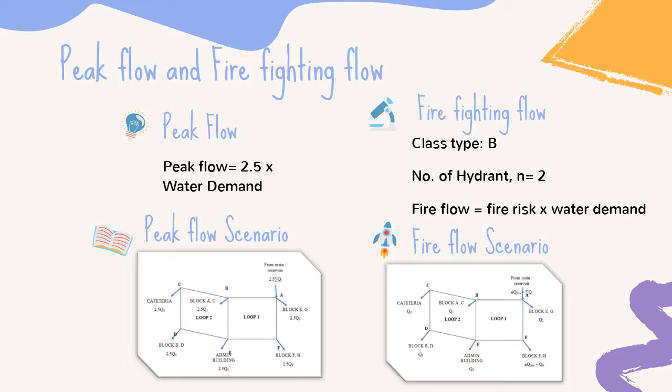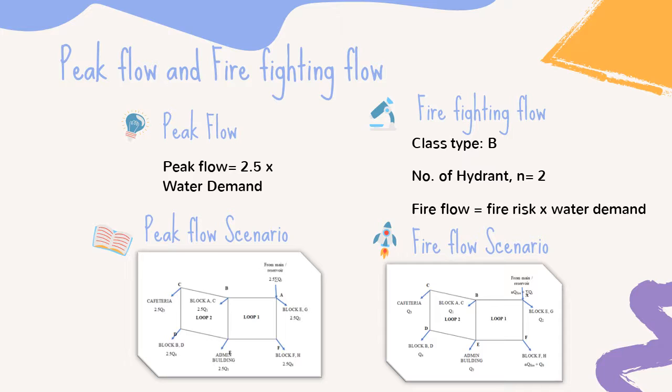Next, we calculate the peak flow and firefighting flow. To calculate firefighting and peak flow, we have to determine the water demand for each node in this diagram and this diagram to multiply with 2.5 and multiply with fire risk.